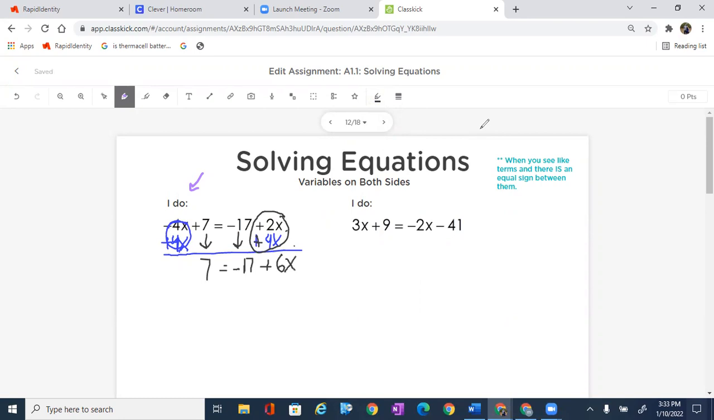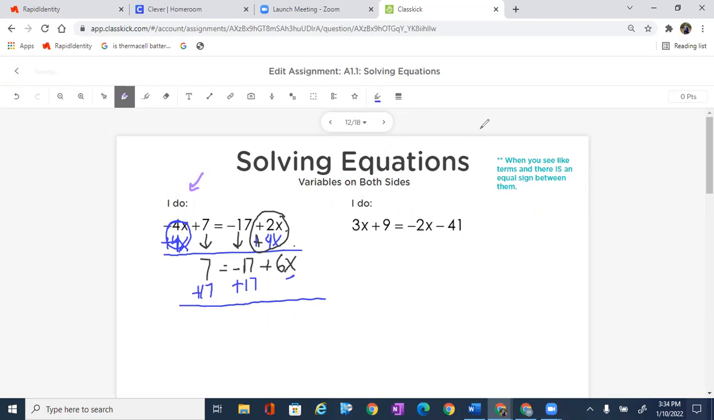Now we're back at a 2-step algebra problem here. So what I'm going to do now is get rid of that negative 17. I want to get x all by itself. So I'm going to get rid of that negative 17 first. Order of operations, we get rid of the addition and subtraction first. So I'm going to move that 17 over to the other side.